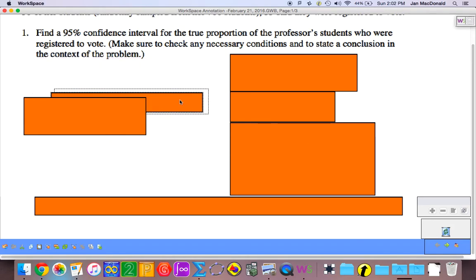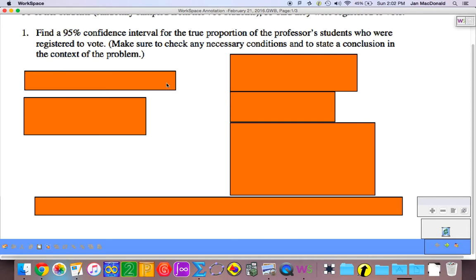So here's our 10% condition. Oh, it was there. Hold on. Let's see. Why do we have everything? There we go.